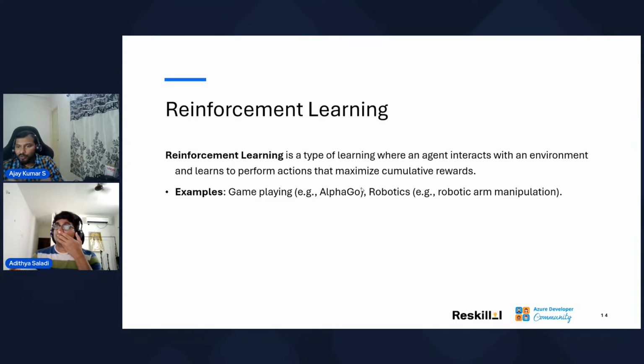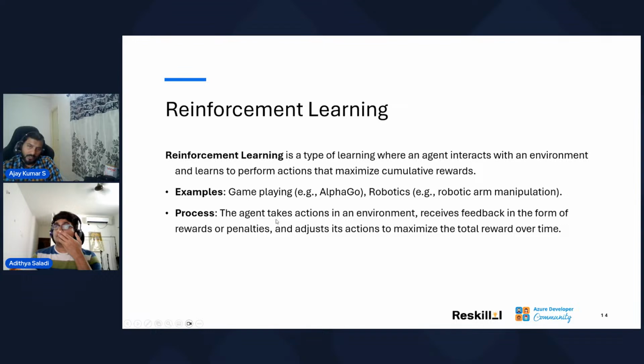An AI agent can go and play games with maybe humans or maybe robots, right? The other example is robotics. We talked about how we want to evolve into a robotic kind of environment, and that's where reinforcement learning comes into the picture. So we want to create a robot which can understand and learn from the environment and then perform specific actions to maximize the cumulative rewards, right? So that's what reinforcement learning is.